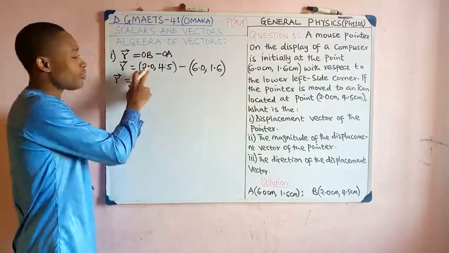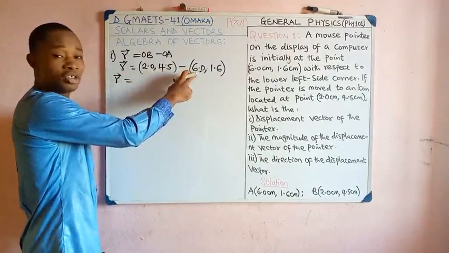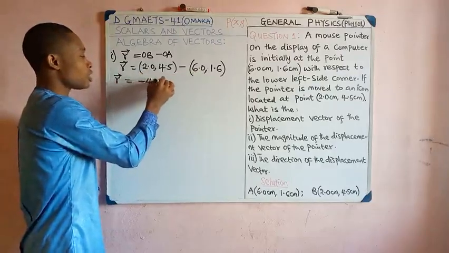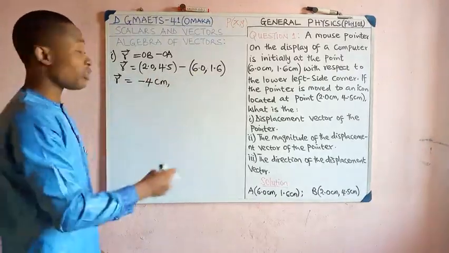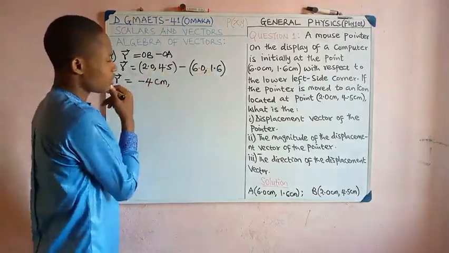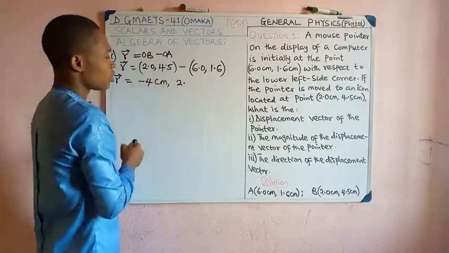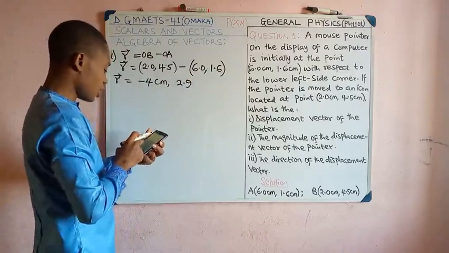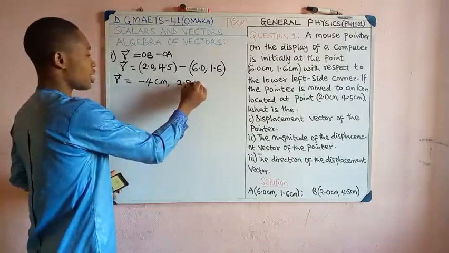So let's go. The final x position in point B minus the initial x position in point A: 2 minus 6 is going to give us minus 4 centimeters. Is that okay? Remember x to x, y to y, then z to z if you have up to 3 coordinates. Then 4.5 minus 1.6 is going to give us 2.9 cm. That's what you're going to get.